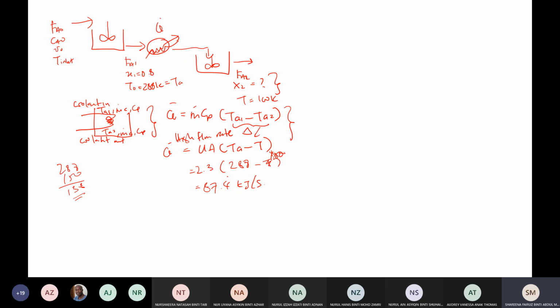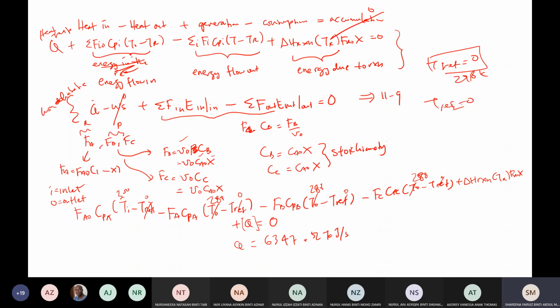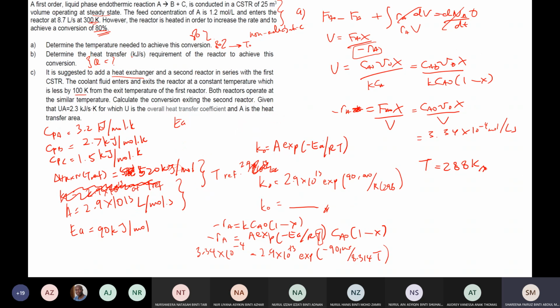Okay, so here it says that there is a dual CSTR. They suggest adding a heat exchanger and a second reactor in series with the first reactor. The coolant fluid enters and exits the reactor at a constant temperature which is less by 100 K from the exit temperature of the first reactor. Both reactors operate at a similar temperature. Calculate the conversion exiting the second reactor, given the UA is 2.3.